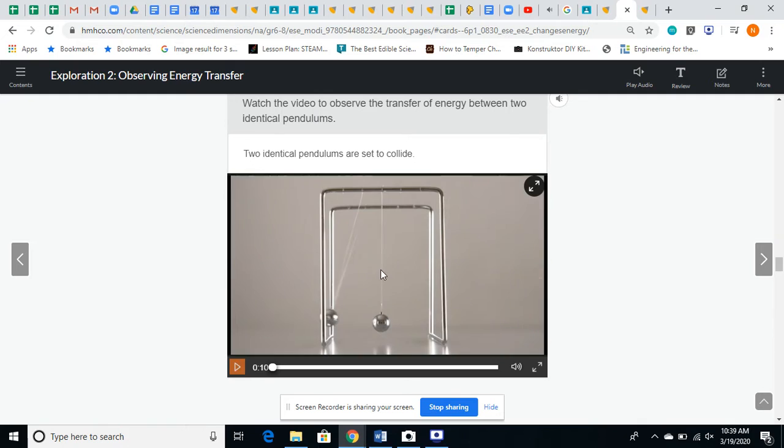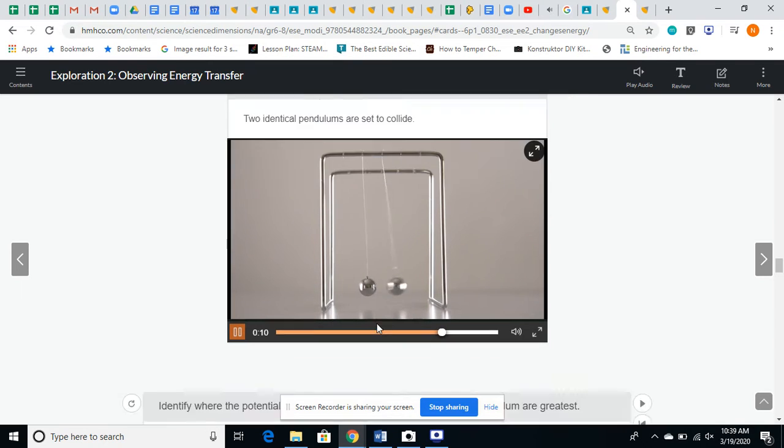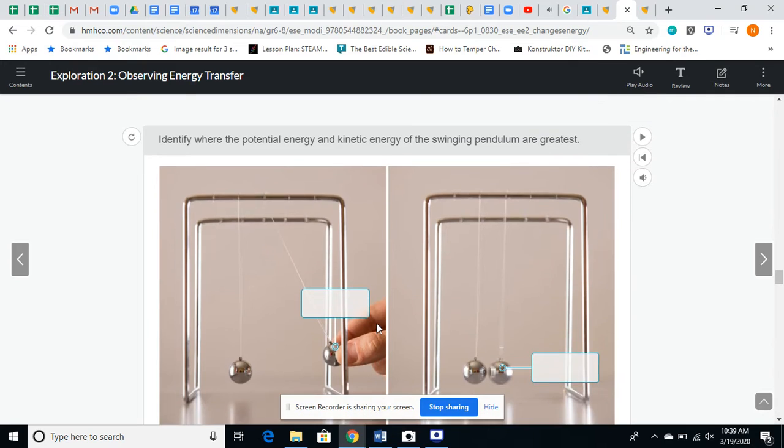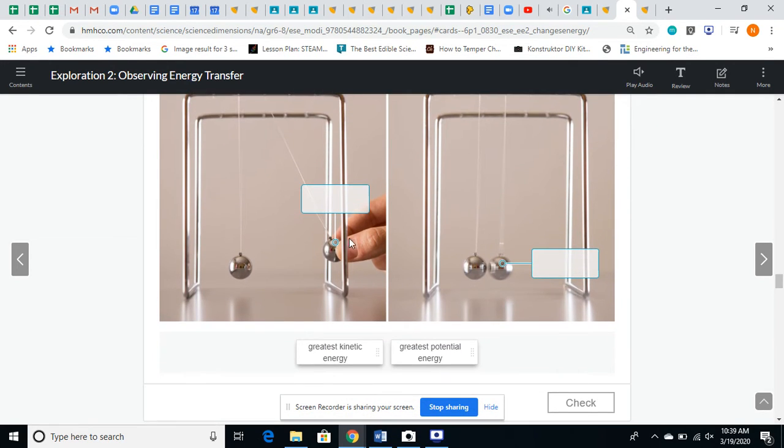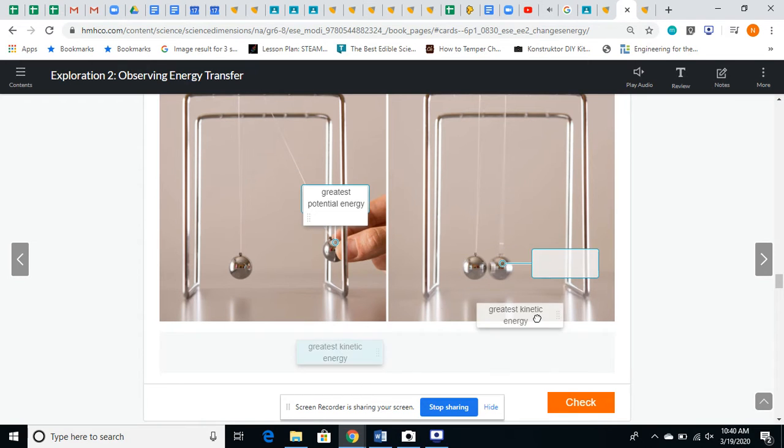Watch a video to observe. These are colliding pendulums. Notice the one down here just stops. Interesting. Identify where the potential energy and kinetic energy of the swinging pendulum are greatest. Right here, the potential energy is the greatest before you let it go. And it's moving at full speed here, so this is when the kinetic energy is greatest.